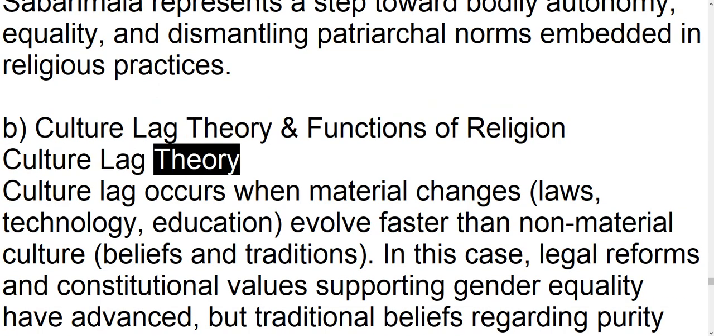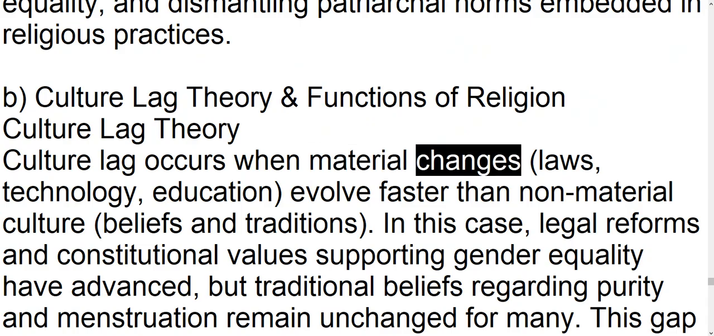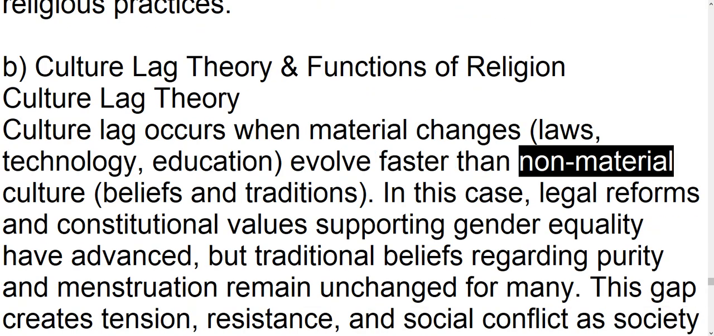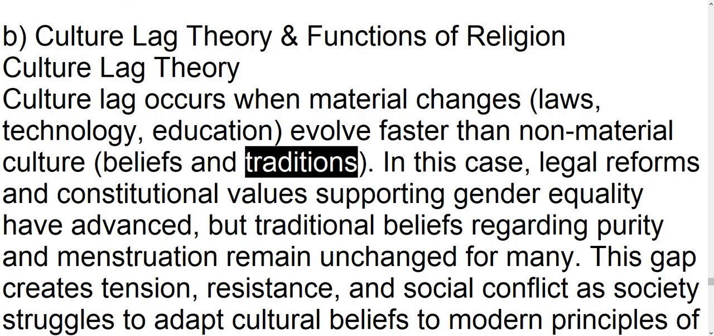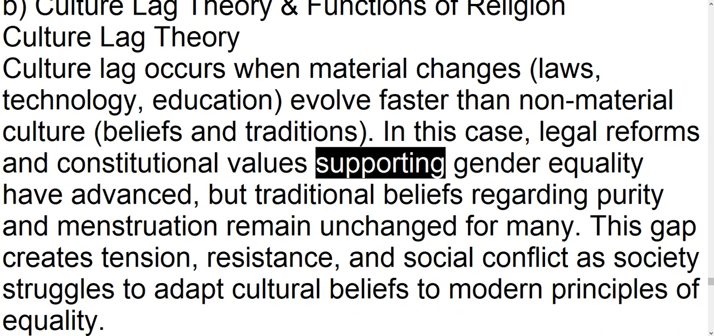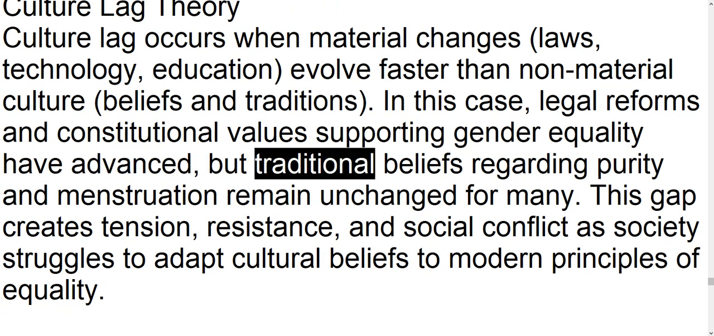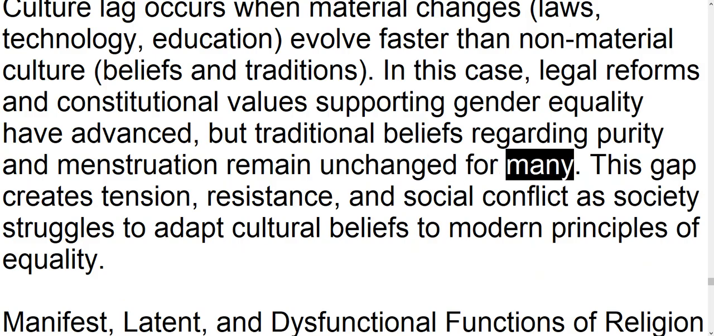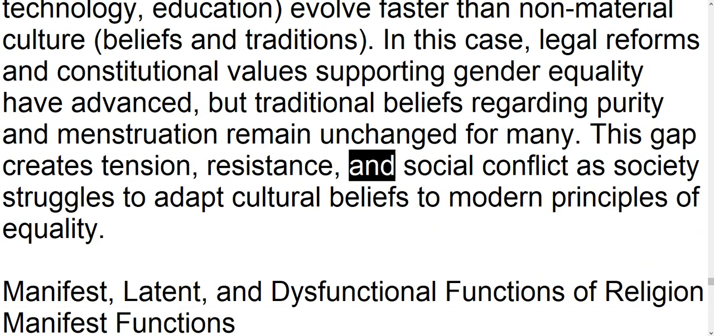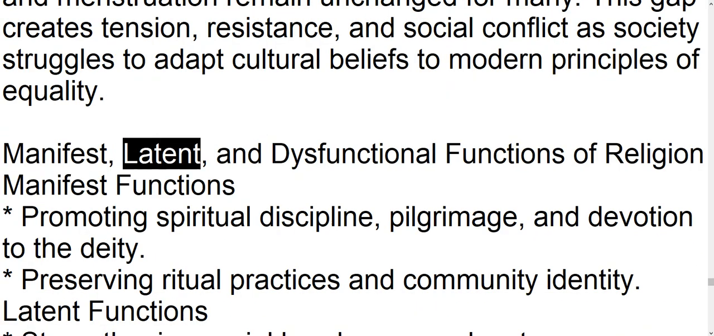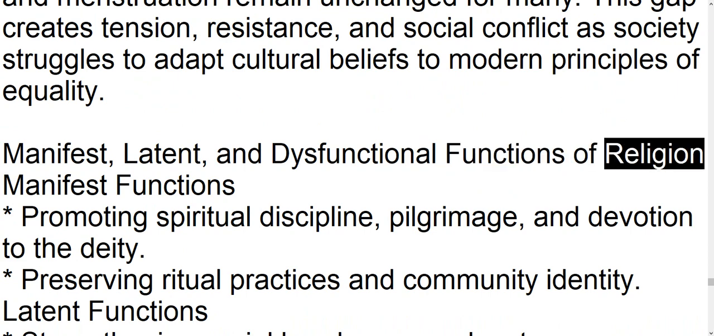B. Culture lag theory and functions of religion. Culture lag theory. Culture lag occurs when material changes, laws, technology, education, evolve faster than non-material culture, beliefs and traditions. In this case, legal reforms and constitutional values supporting gender equality have advanced, but traditional beliefs regarding purity and menstruation remain unchanged for many. This gap creates tension, resistance, and social conflict as society struggles to adapt cultural beliefs to modern principles of equality.